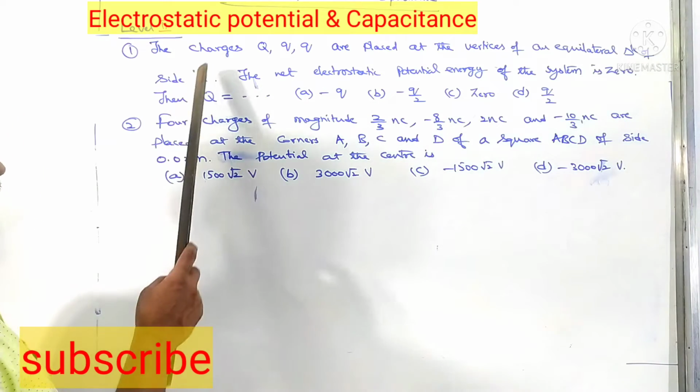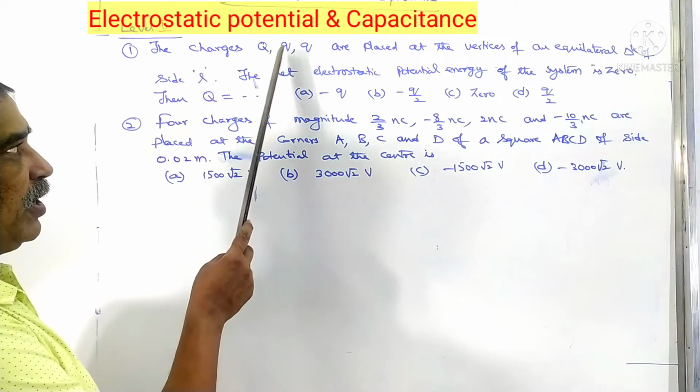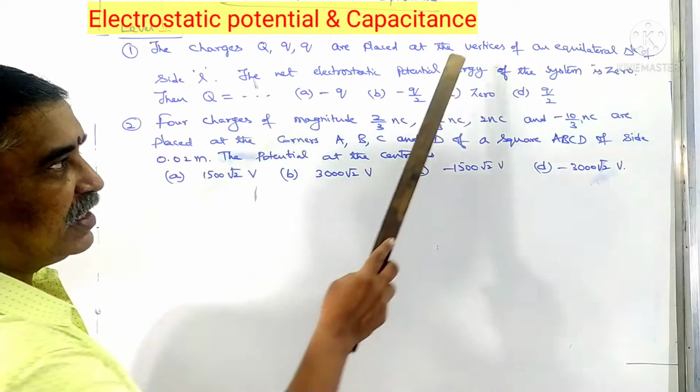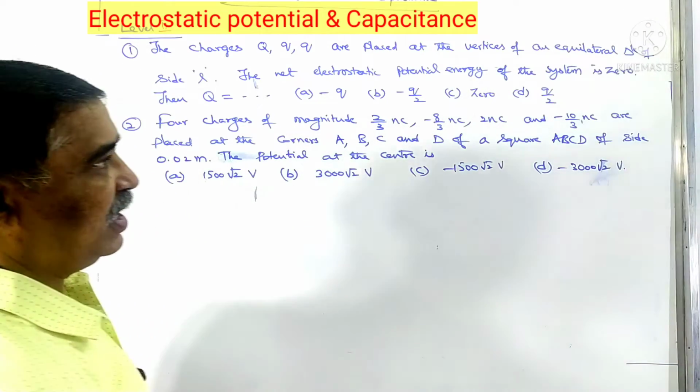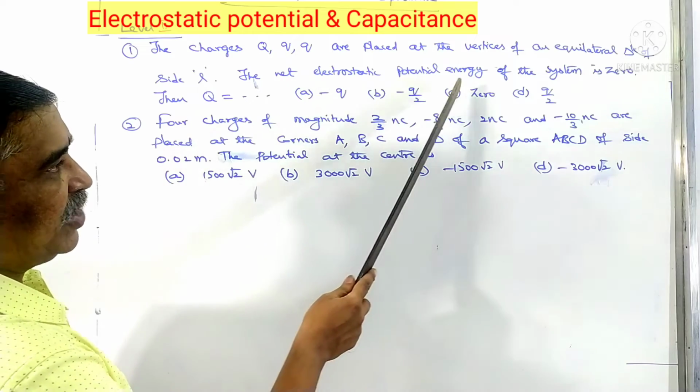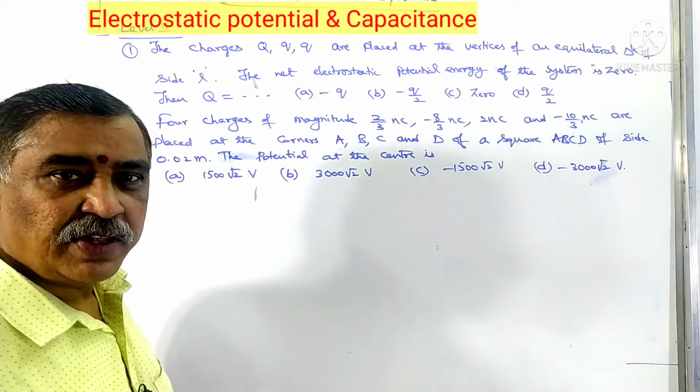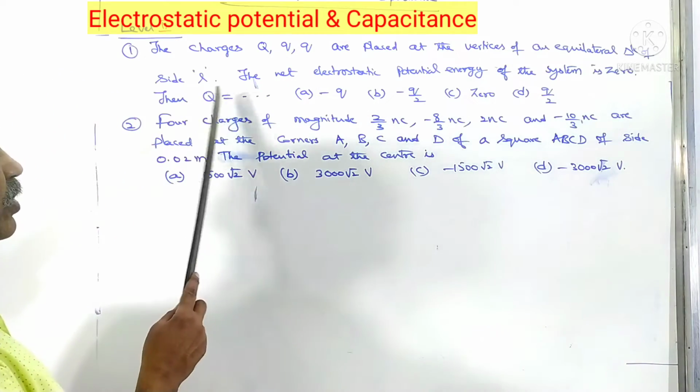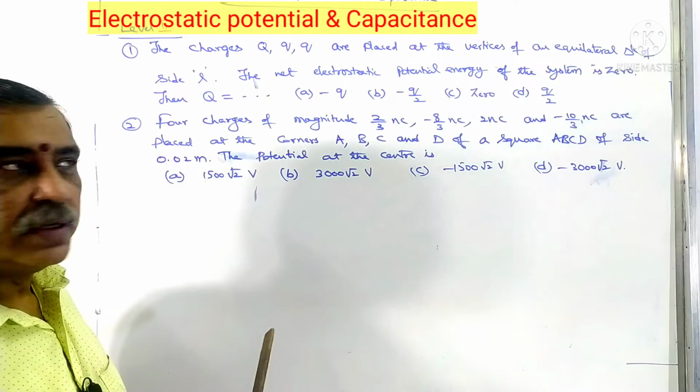The first question is: three charges capital Q, small q and q are placed at the vertices of an equilateral triangle of side L. The net electrostatic potential energy of the system is 0. Then Q is equal to, 4 options are given.